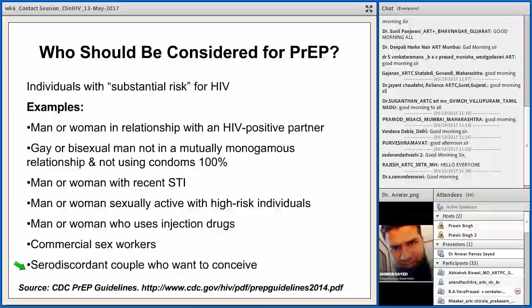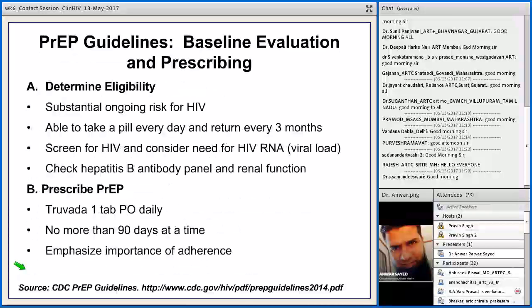If the man is HIV positive in the couple, the usual strategies we advise are sperm washing, in vitro fertilization, or IUI, intrauterine insemination. In vitro fertilization is very expensive and a long process, but intrauterine insemination, IUI, which is done after sperm washing, is relatively cheaper, at least in our country. So they can go ahead with that.